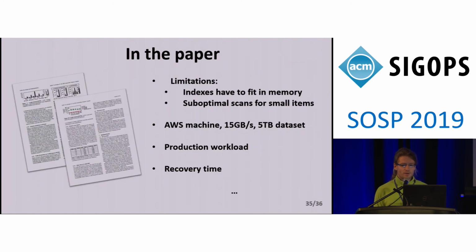In the paper, we have a more extensive evaluation. Most notably, we study limitations. We study what happens when the index does not fully fit in memory. We also study the performance of scans for very small items, where we do way more random accesses than existing solutions. We also study the performance on much bigger machines. AWS has machines with 8 NVMes that can in total do 15 gigabytes per second, and we have a much bigger data set, 5 terabytes. We also study production workloads from Nutanix, and much more.